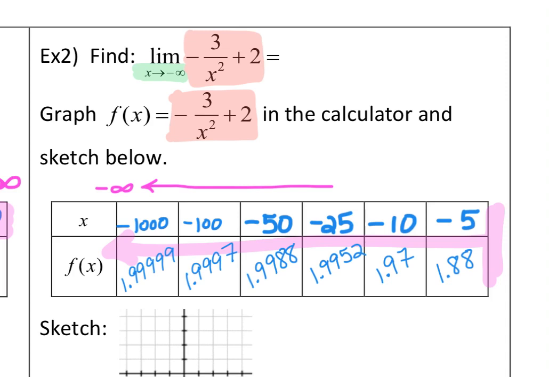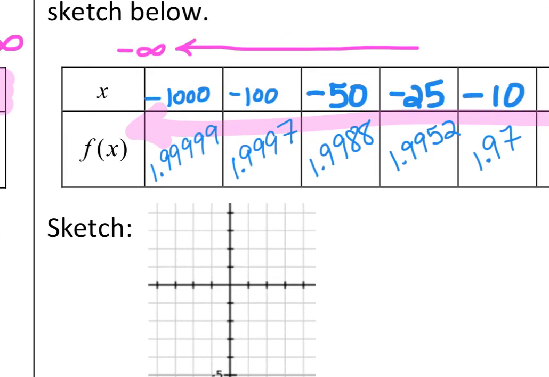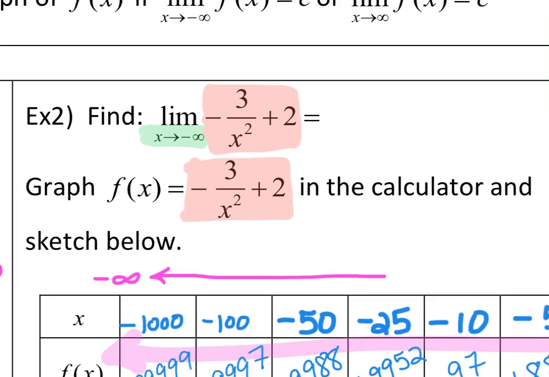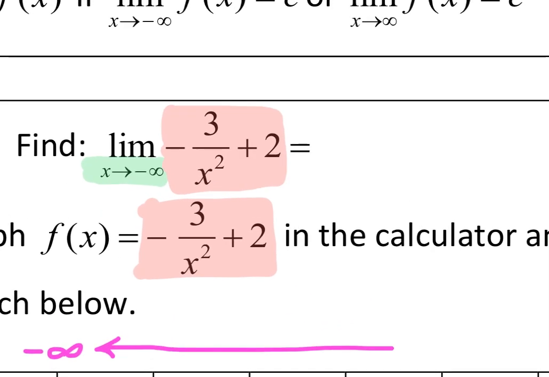So here are the y values that you should get. And when you look at this table, what you should see is that as x approaches negative infinity from the right, the y values approach positive 2. So what we're saying here is that the limit as x approaches negative infinity is equal to 2.